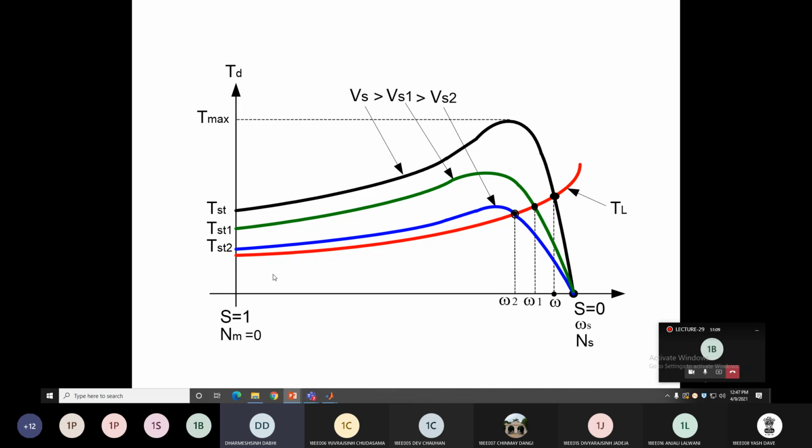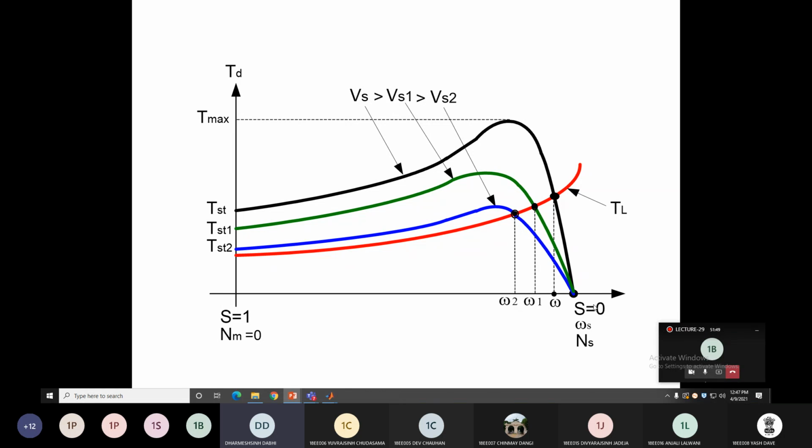Yes, again, this is the same torque speed characteristic at the reduced voltage. You can see that Vs is the normal rated voltage. Vs1 is a voltage less than the rated voltage. Vs2 is again less than the rated supply voltage. So you can see that this is the characteristic at rated voltage, and as you decrease the voltage, the torque speed characteristic goes downwards. This red line is the load torque characteristic. So as you decrease the voltage, the speed of the induction motor reduces.